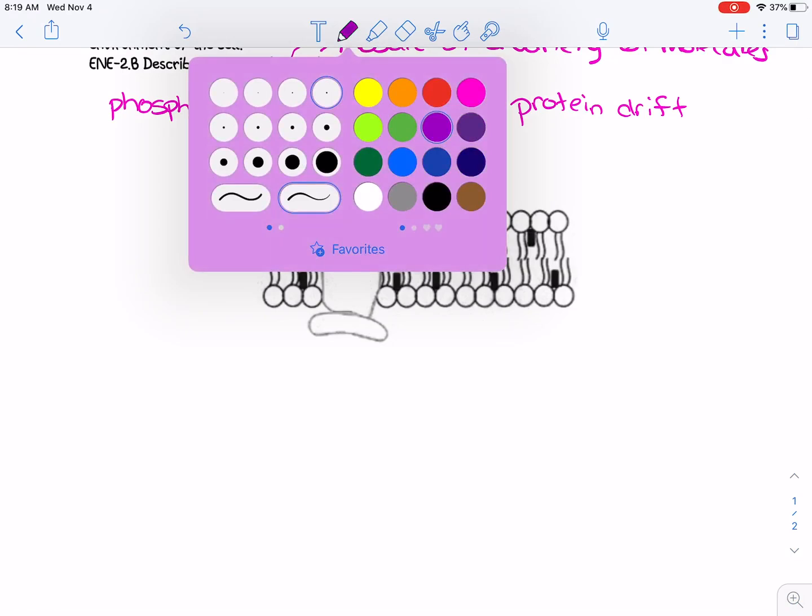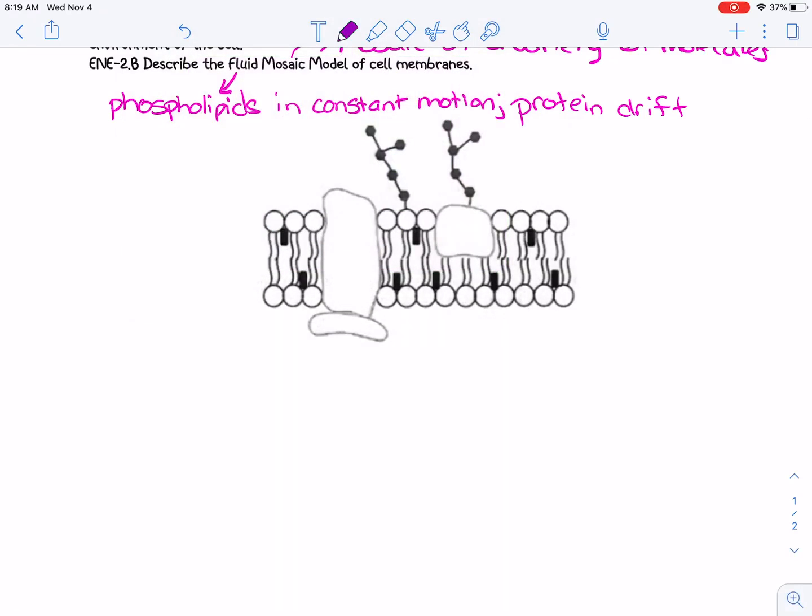So let's start with the main structure, which I'm going to circle in purple in this one right there. That is our phospholipid, and they make a bilayer because there's two of them. There's one on top and one on the bottom, and they can flip places. So there's our phospholipid bilayer, and it's obviously made out of phospholipids. They're always depicted like that with the circle and the two lines.